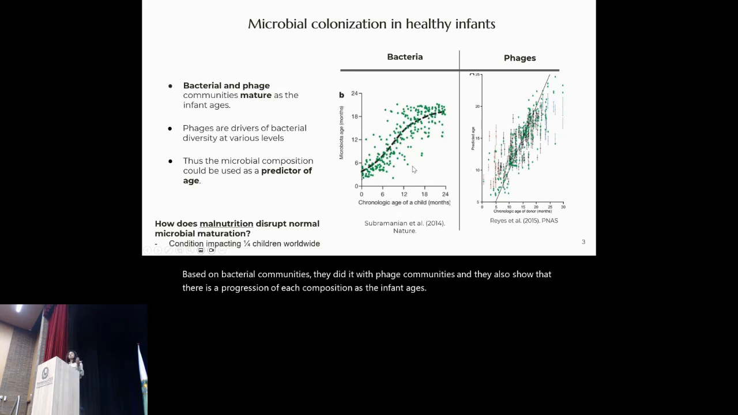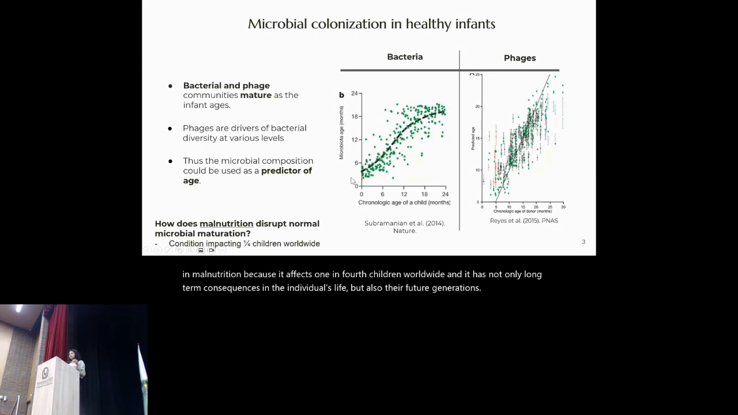So then we wanted to see how a condition like malnutrition, in which nutrient uptake is being disrupted, affects this normal microbial maturation. We're also very interested in malnutrition because it affects 1 in 4 children worldwide, and it has not only long-term consequences in the individual's life, but also their future generations.